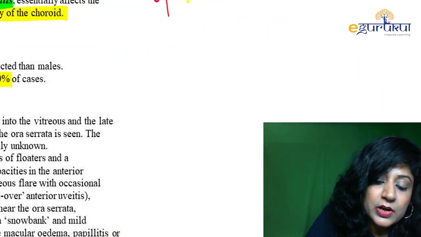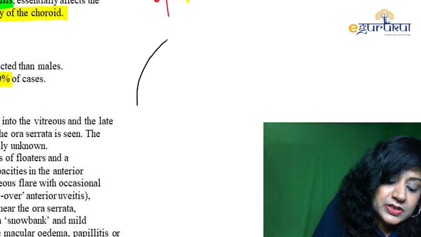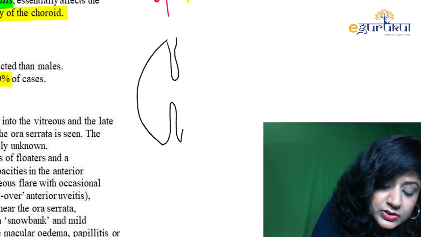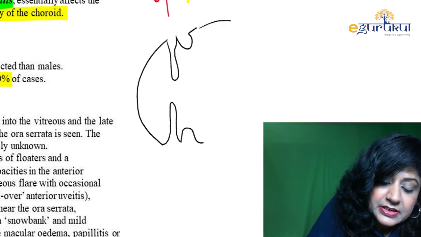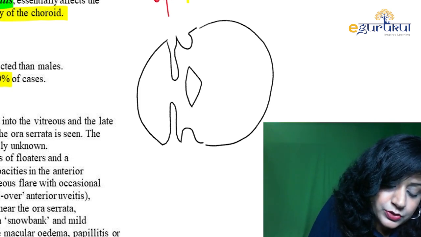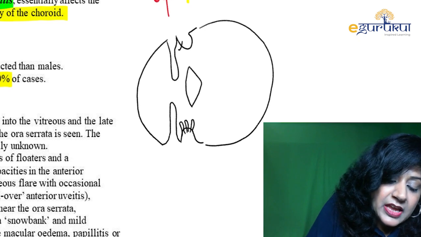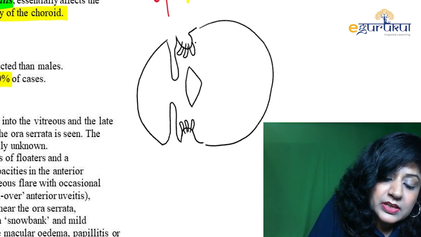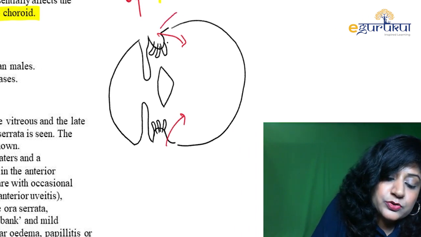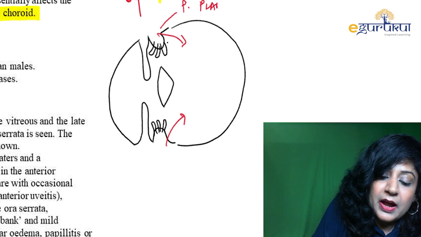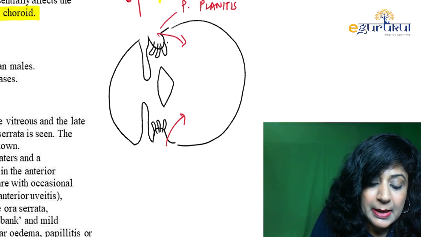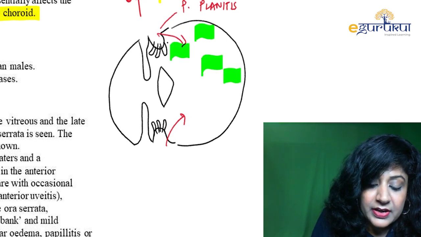Now try to visualize what is happening in these conditions. If this is your cornea, this is the iris, then we have the ciliary body, and this is the outer tunic of the eyeball. Here we have the lens. So this is the anterior portion, which has the ciliary processes. Now this will be your posterior smooth part of the ciliary body, which is actually the pars plana. So if I have inflammation in this part, that is your pars planitis, what is happening? You will have the vitreous humor here.